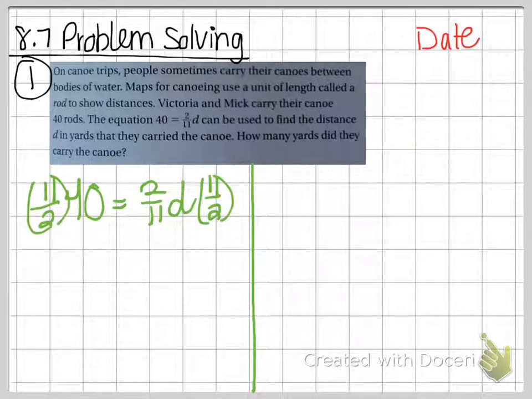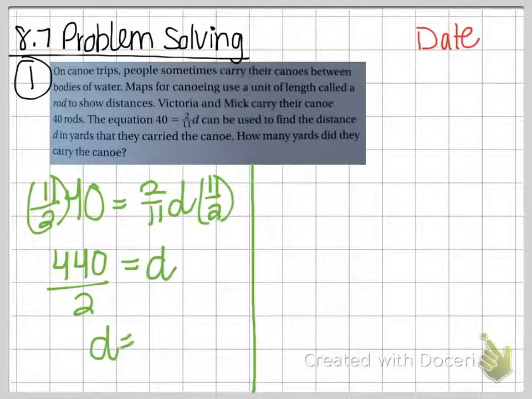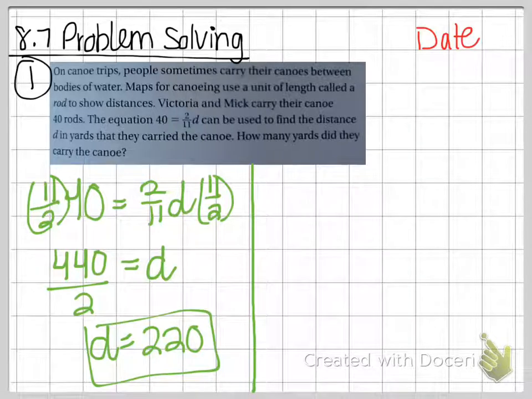Okay, that would be 22 over 22, which is just 1. So you have d on this side. And then 11 times 40 is 440 over 2, which means d equals 220. Okay? The second way is what we're focusing on in this lesson, and it's very similar in this problem, but it looks a little bit different in the next one.